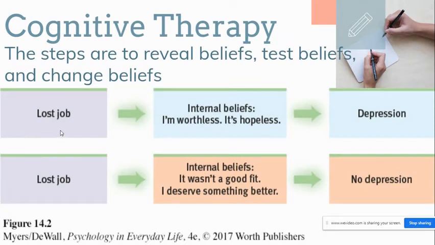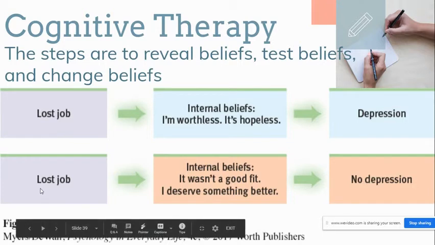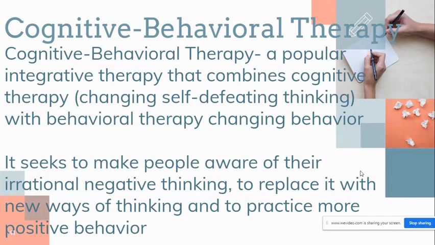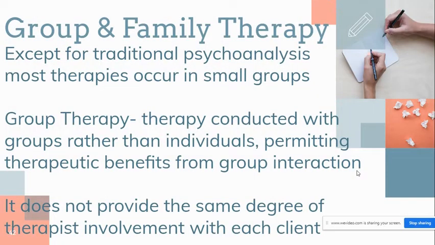So instead of being like, oh, I lost my job, I'm worthless, I'm hopeless, and now sliding into depression, it's like, oh, I lost my job, but it's all right. Maybe it wasn't a good fit for me. I deserve something better. I'll find something else, and then not sliding into depression, changing the way they think. Then cognitive behavioral kind of goes with cognitive, but it's also kind of its own too. And it's where you combine those things. So you change the thinking, but then you also try and change the behavior as well.